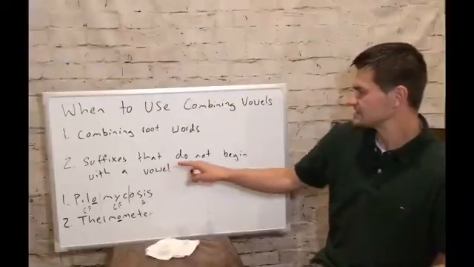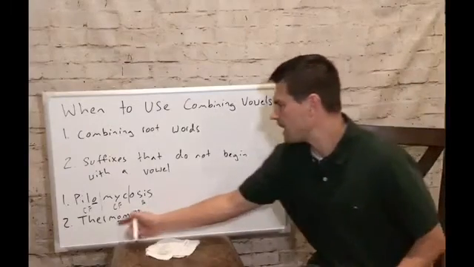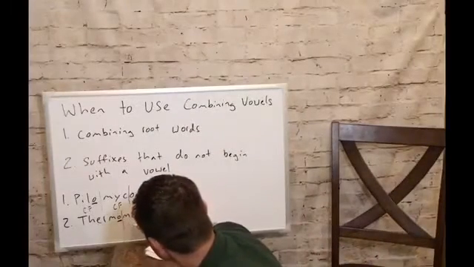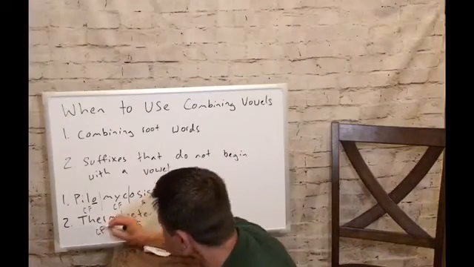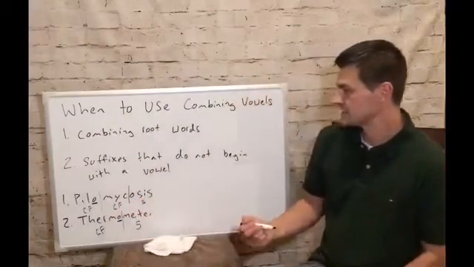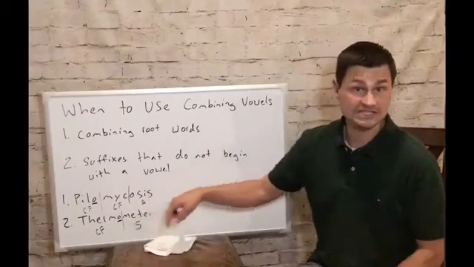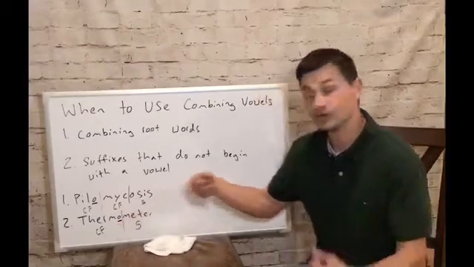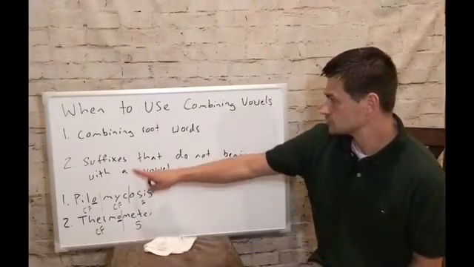So that's Rule 1. The second rule is if the suffix does not begin with a vowel. Here's an example of that. Thermometer, okay? We have meter, which is an instrument for measuring. That's your suffix. And then we have a combining form. So this word is combining form and suffix. And when we look at meter, okay, meter does not begin with a vowel. It's a consonant. So we have to have the O in here to bridge these word parts together. Okay, so that's rule number 2 right there.